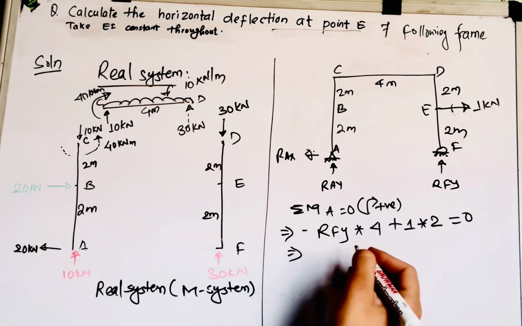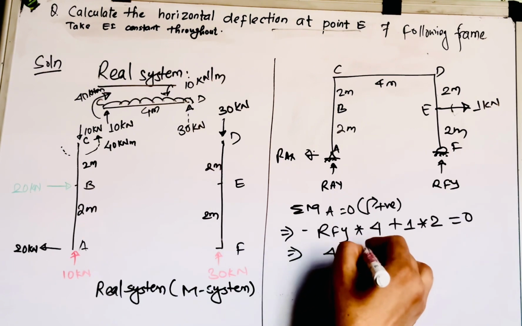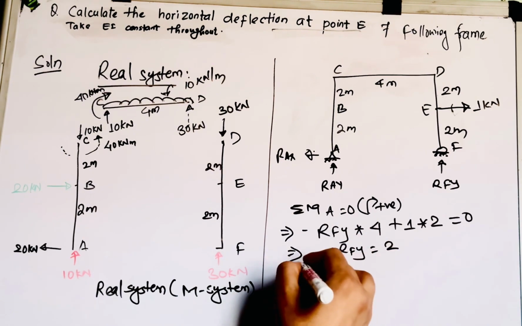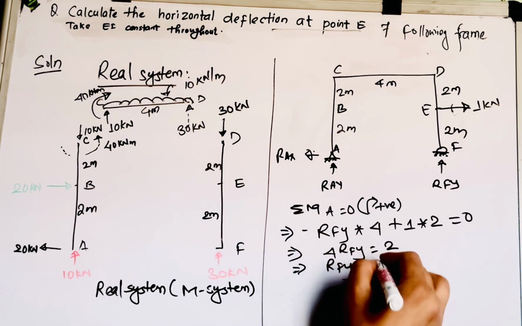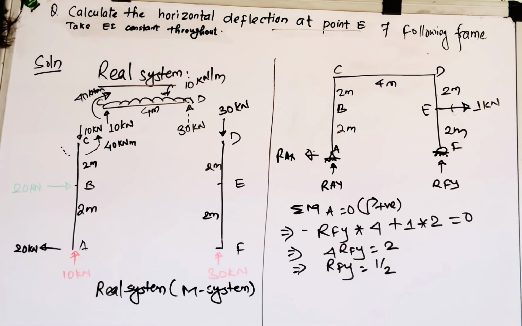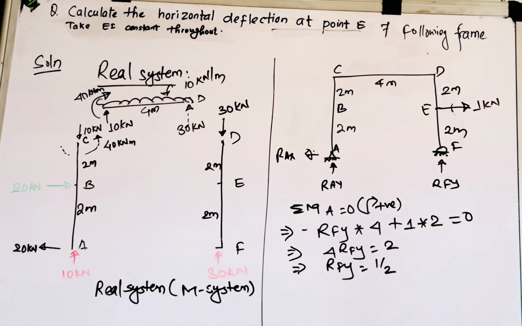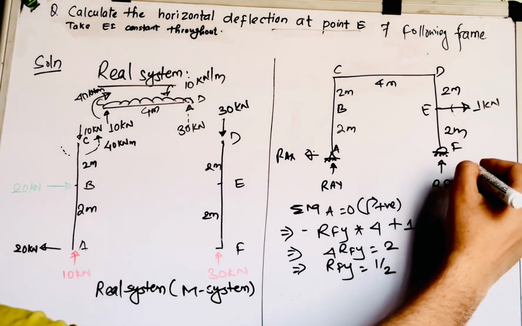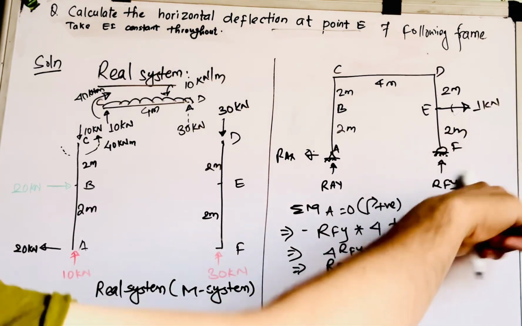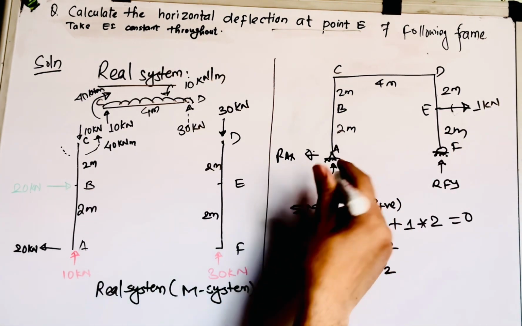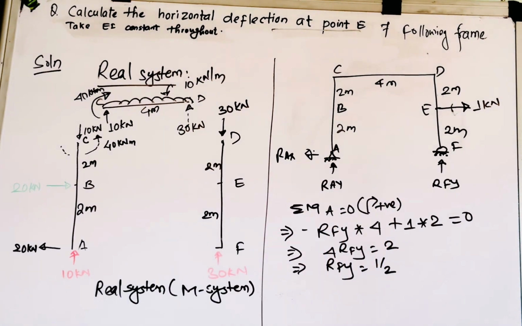So what you can say is that 4 RFY is equal to 2, and if you solve that, RFY is 1 by 2 in your assumed direction, right? So RFY is 1 by 2. Since it is 1 by 2, to have this balanced system, RAY must be in the downward direction, right?